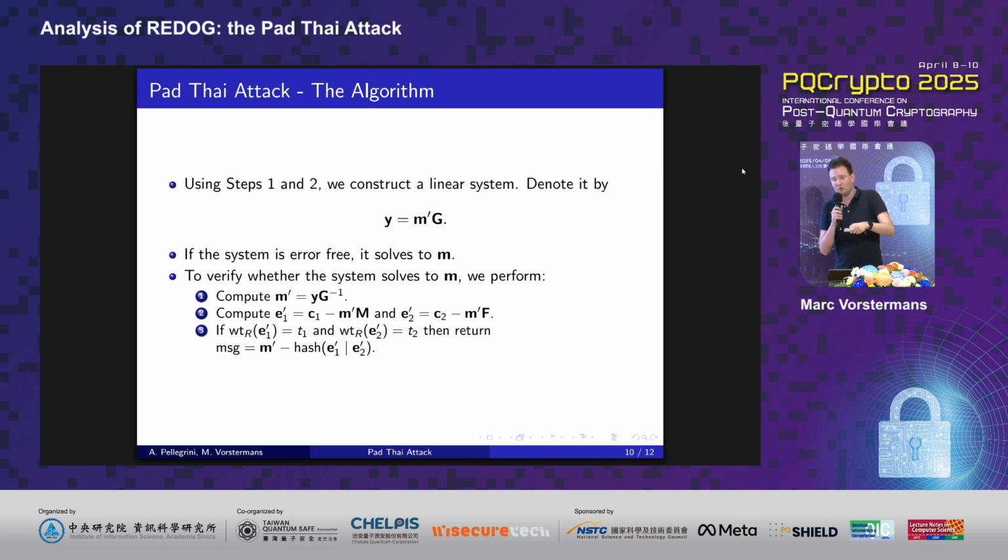And if they are equal, then we know that we have actually recovered the correct message, because the syndrome decoder uniquely decodes to some error vector. So if we find an error vector here where the rank weight of E1 is equal to T1 and of E2 is equal to T2, then we know that we've recovered the correct message.